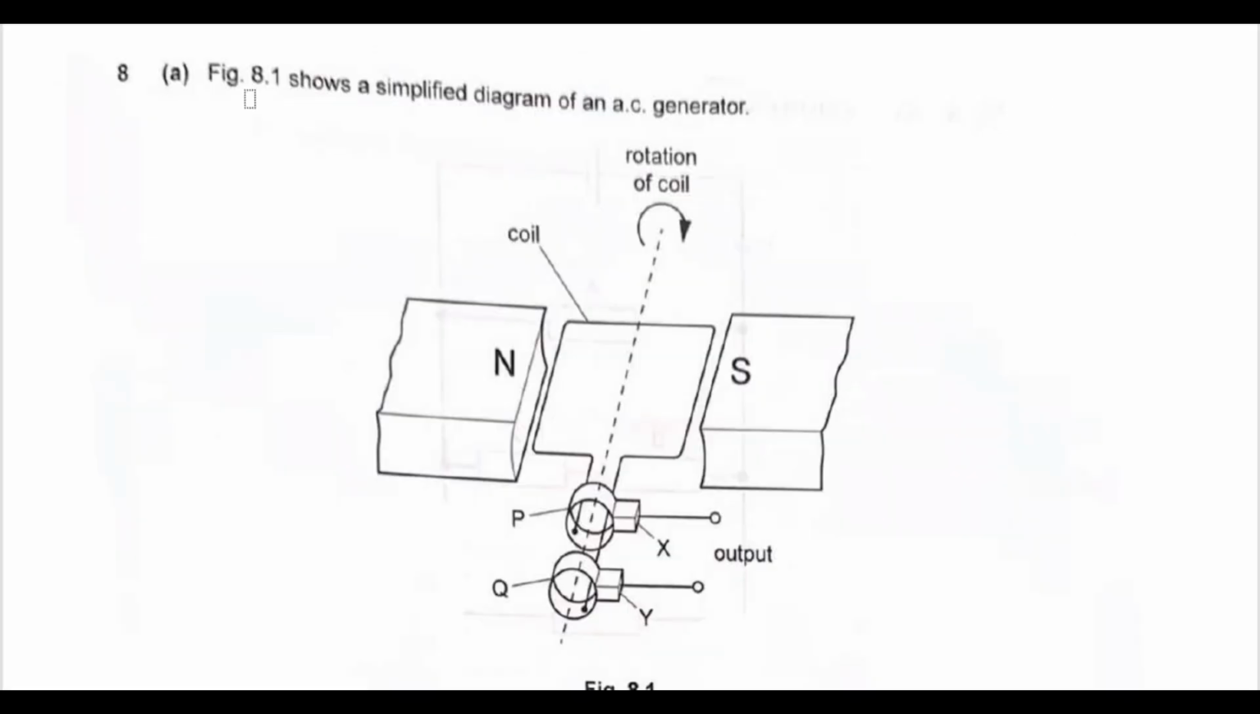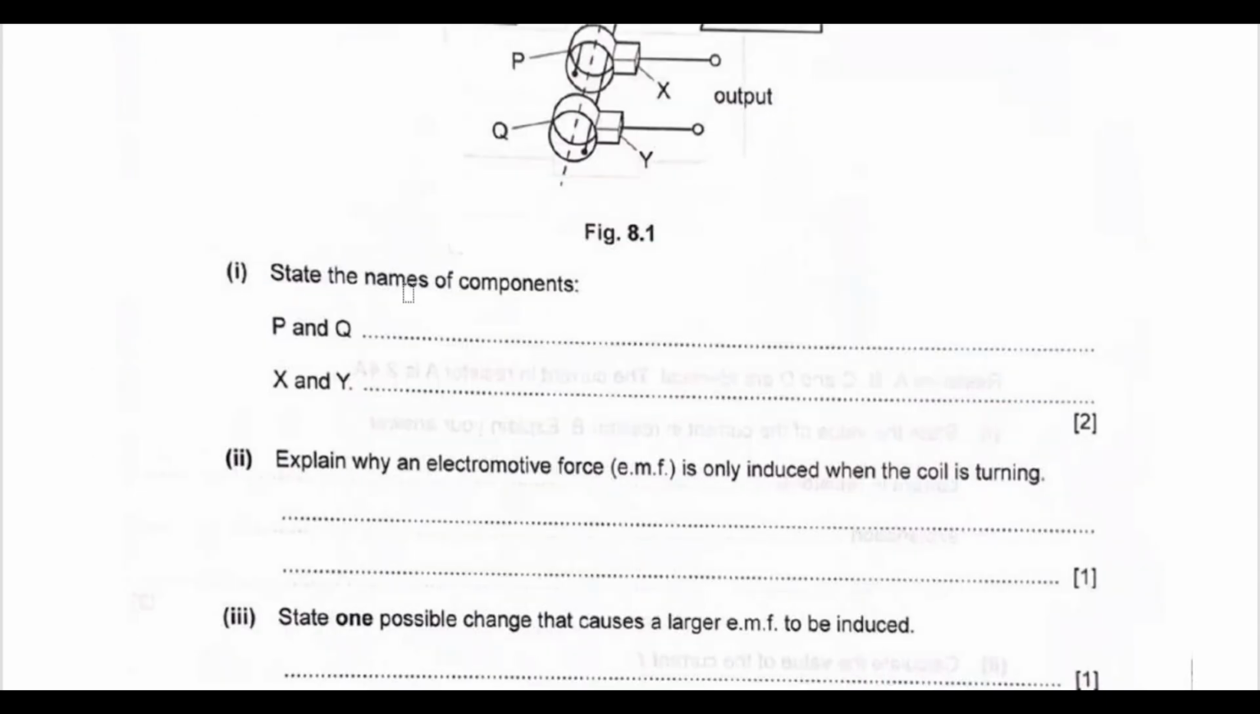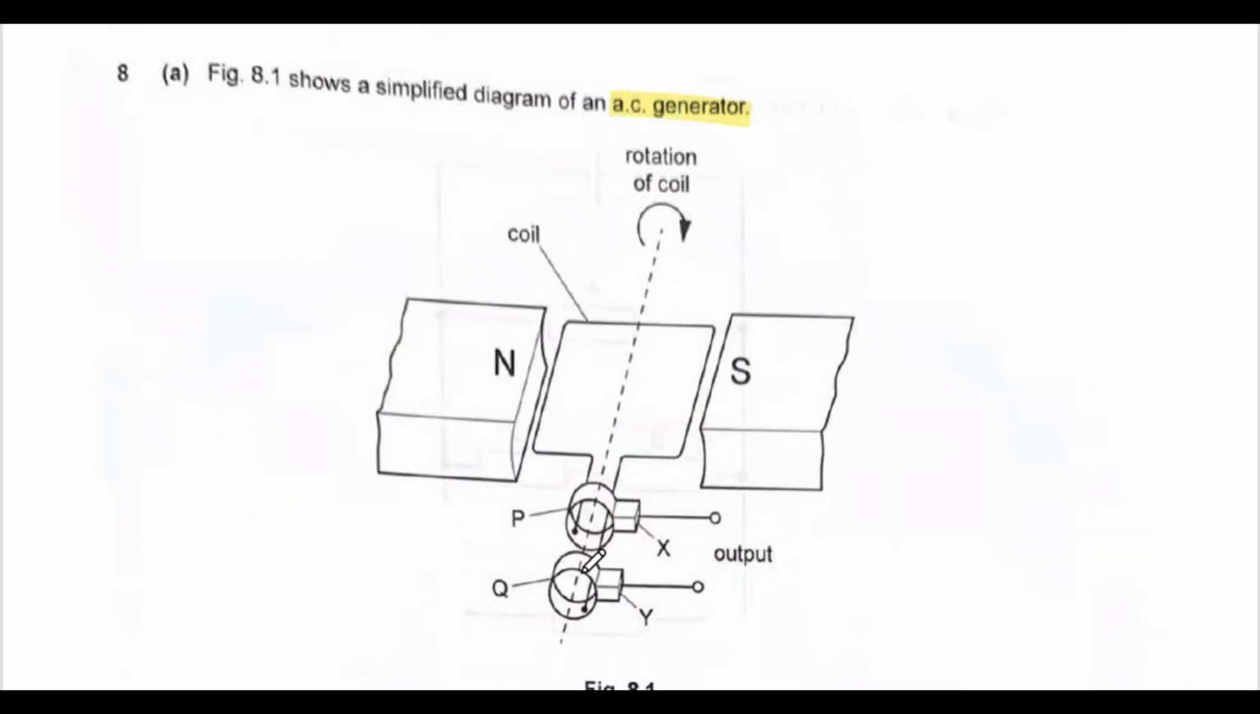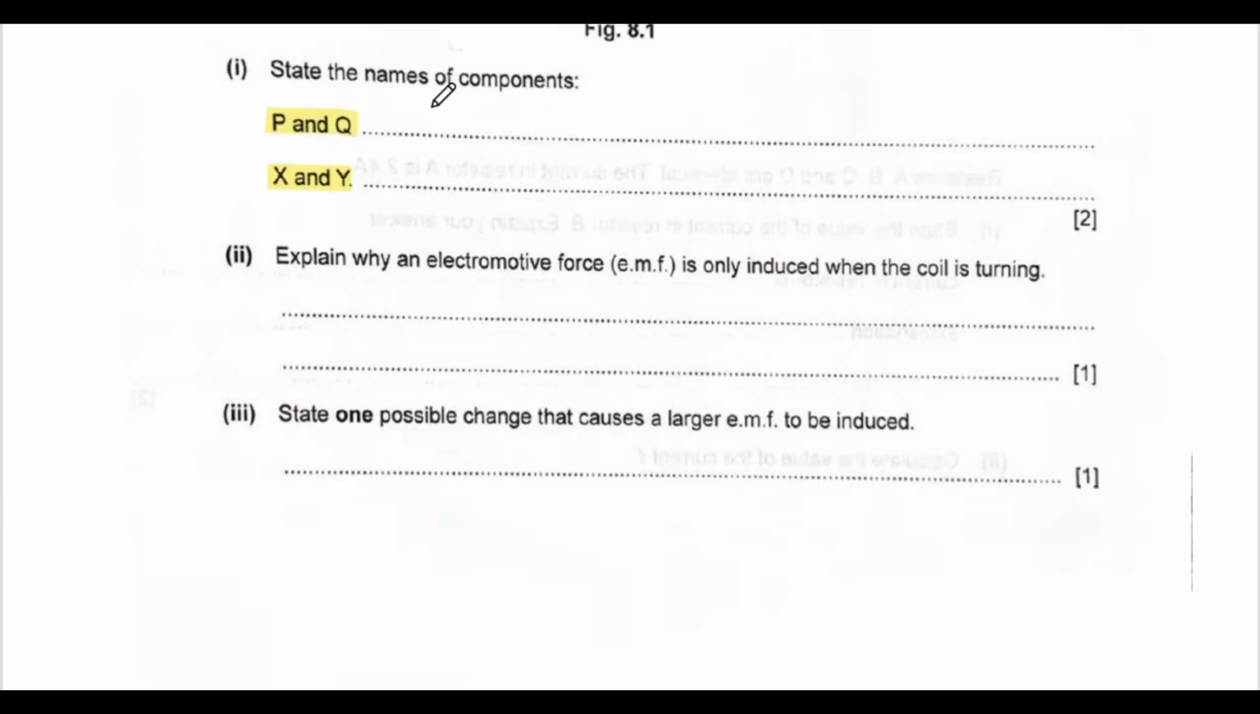Question number 8 says, figure 8.1 shows a simplified diagram of an AC generator. Part number 1 says, state the names of P and Q, X and Y. P and Q are these metal rings and these are known as slip rings. These are used to change the direction of the current after every half cycle so that the coil keeps rotating constantly. These X and Y are carbon brushes, and these carbon brushes are used to connect the rings and the circuit. So the answer is P and Q are slip rings and X and Y are carbon brushes.